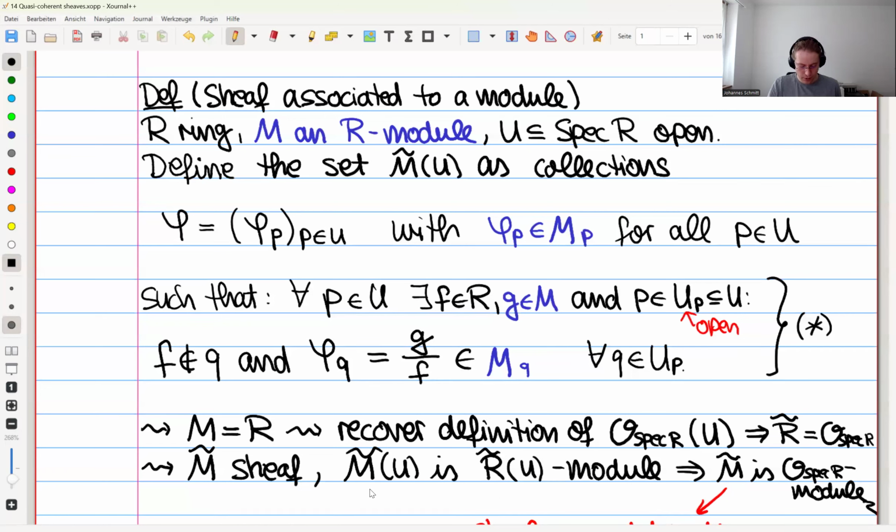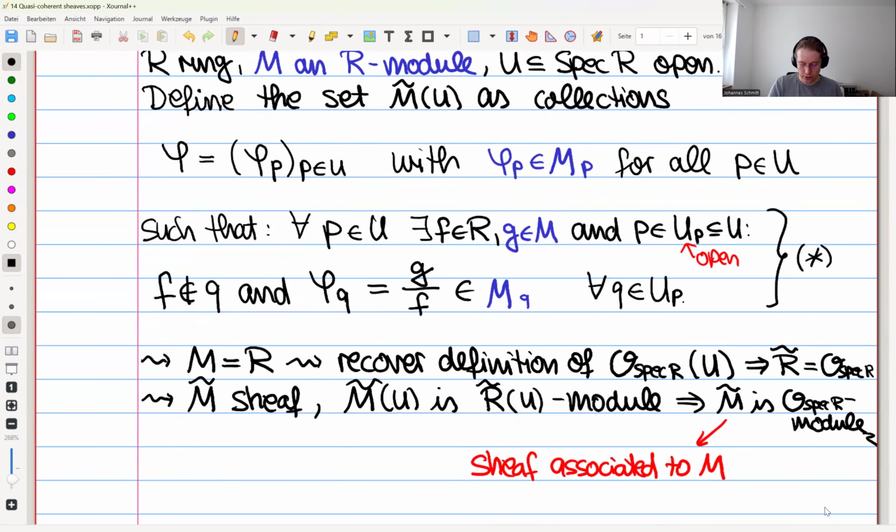So somehow this thing is a module over this ring, but this ring here is also the sections O_{Spec R}(U) by this first line here. And so in other words, on U, the module that we get is a module over O_{Spec R}(U), and this all fits together, making M tilde an O_{Spec R}-module.